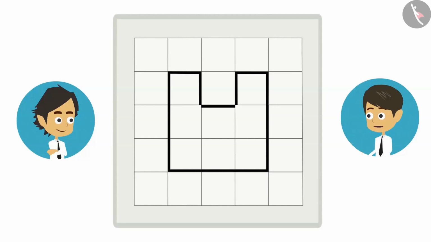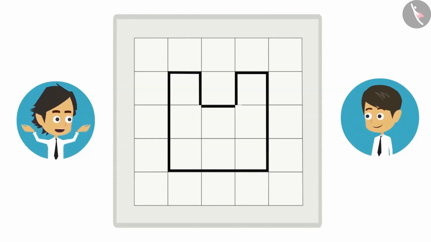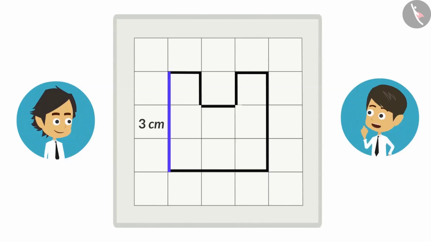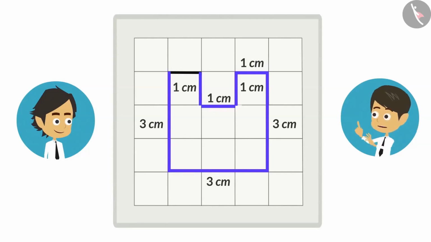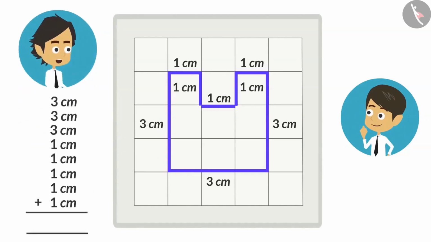Let's measure and check. Okay, let's write the length of all the edges. 3 centimeters, 3 centimeters, 3 centimeters, 1 centimeter, 1 centimeter, 1 centimeter, 1 centimeter, 1 centimeter. If we add them, the answer will be 14 centimeters. That means changing the shape of the figure changes the size of its boundary.